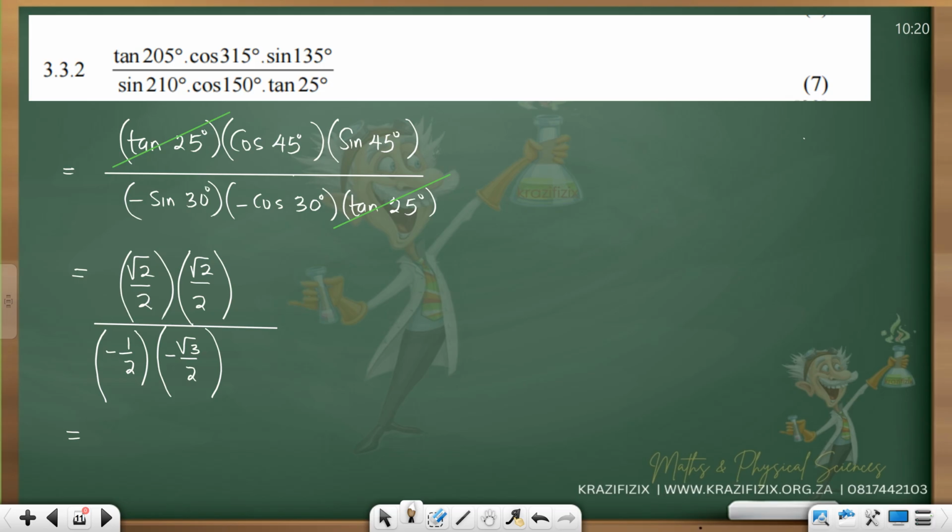Now, when you simplify, you can use your calculator, type everything in. But let's do a bit of maths without calculator. Root 2 times root 2 would give you 2, and that over 2 times 2 would give you 4. Divided by, negative times negative is positive, 1 times root 3 would give you root 3. And 2 times 2 would give you 4. According to the rule of maths, 2 over 4 times 4 over root 3.